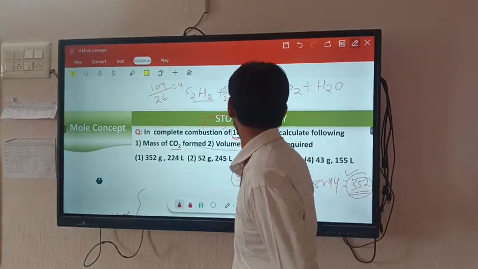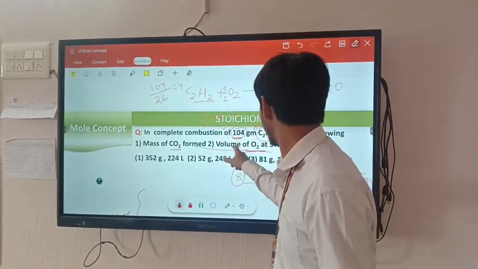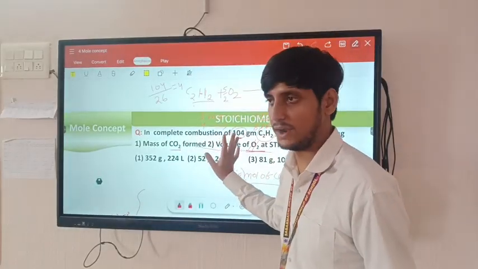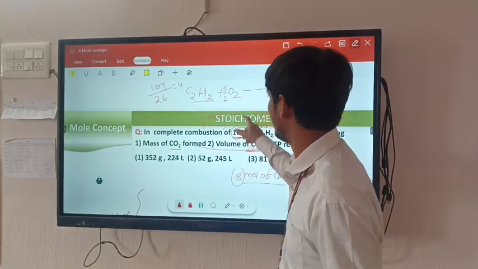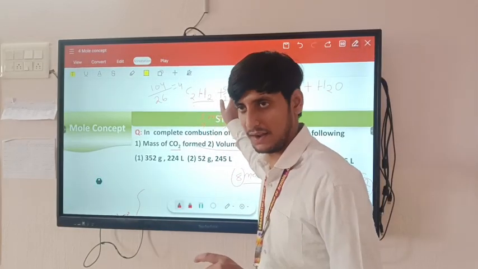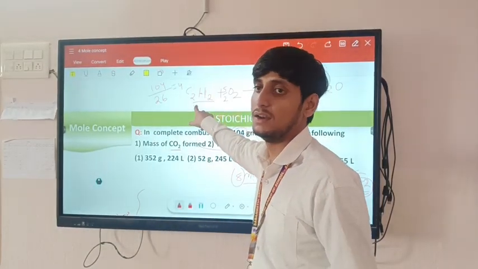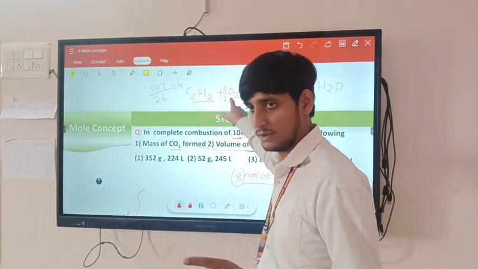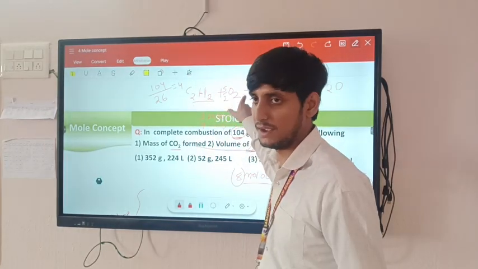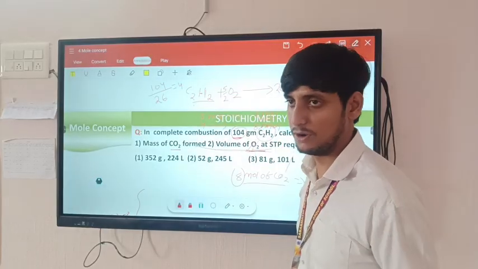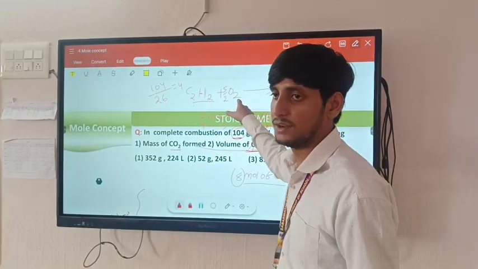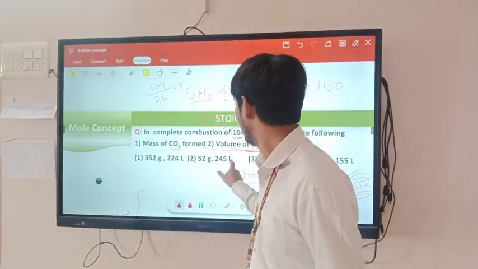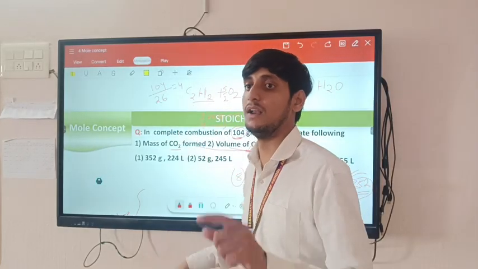Now change this question into volume of air. Find the volume of air. Oxygen required is 5 by 2 mole per mole of ethylene, so 4 mole ethylene requires 5 by 2 multiplied by 4, which is 20 by 2, means 10 mole oxygen. 10 mole multiplied by 22.4 liter.